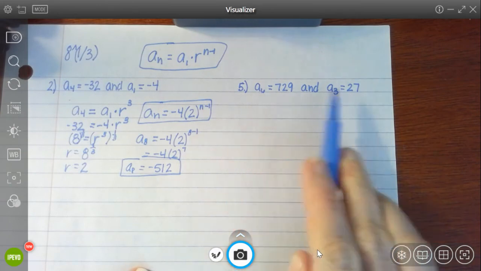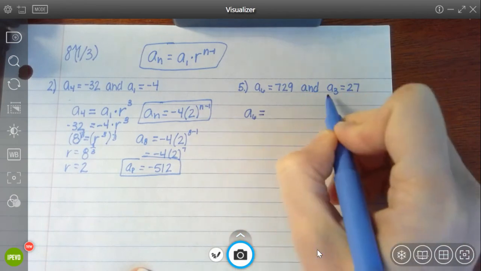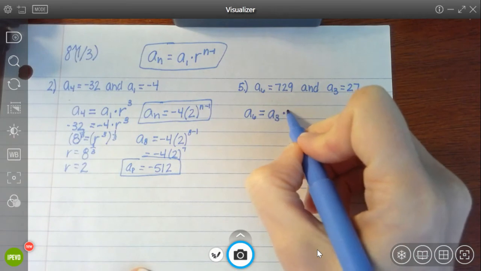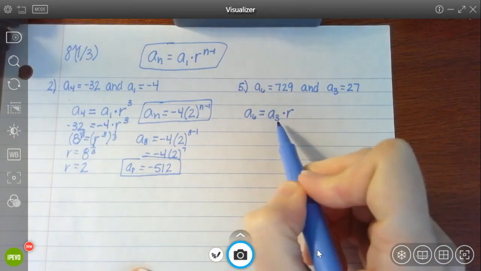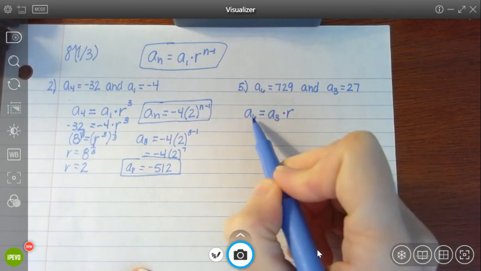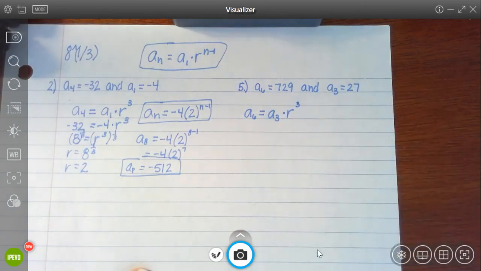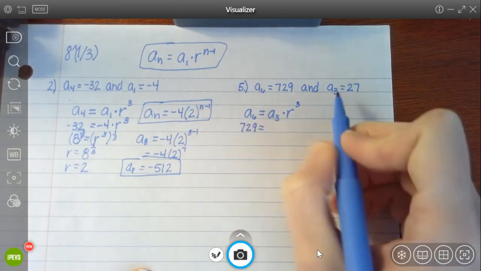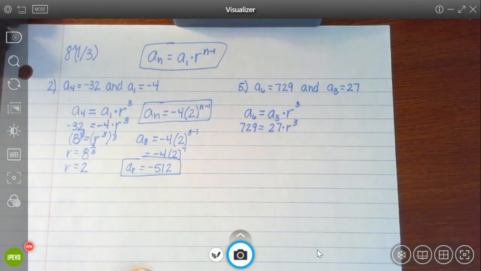So we're given the 6th term and the 3rd term. So I'm going to start by saying that a sub 6 is equal to the term they gave me, a sub 3, multiplied by R, and I'm going to raise it to the exponent that's the difference between these, because that's how many steps I would have to take to go from the 3rd term to the 6th term. So 6 minus 3 is going to give me 3. Once I have that rule, I'm going to go ahead and replace a sub 6 with 729, a sub 3 with 27, and we're going to have R cubed.